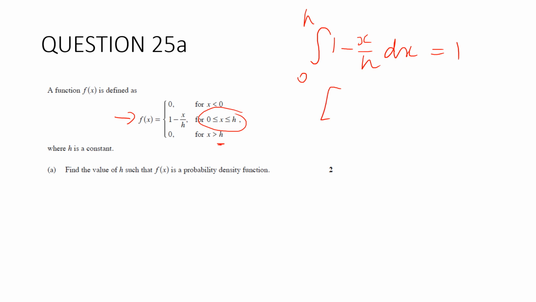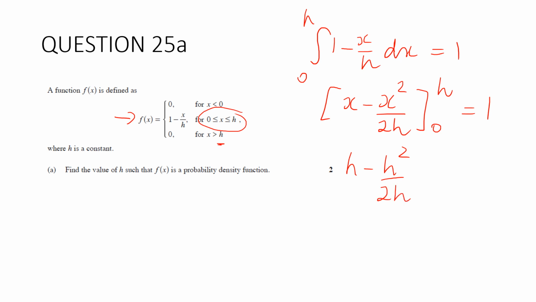We have got x take x squared on 2h between 0 and h, that's equal to 1. h take away h squared on 2h, take away 0 is equal to 1. That cancels, and we've got h take away h on 2, so h on 2 is equal to 1. Therefore, h must be equal to 2.